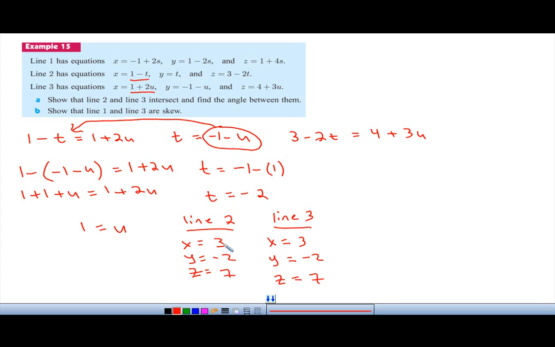Now you notice we have the same xyz for both lines. That means that the two lines cross. What that means visually is the two lines cross. When they cross, they're crossing at these coordinates right here. The x is 3, the y is negative 2, and the z is 7. Okay, now we need to find the angle between the two lines.